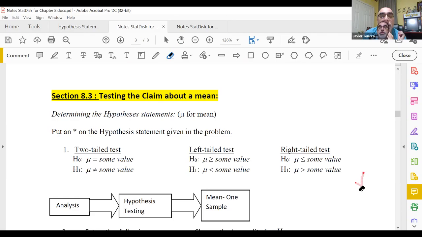Equals. Where does the equal to symbol go? Does the equal symbol go on the H0 or the H1? I'm looking for the equals. Where does the equals go? Does it belong with the H0 or the H1? Equals, very good. All right.